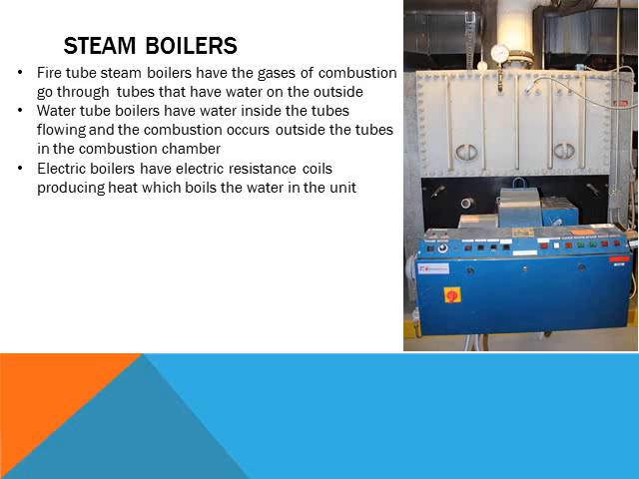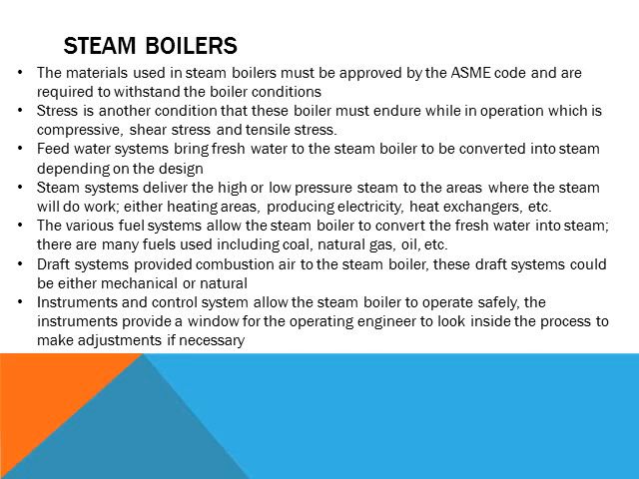Steam boilers. The fire tube boilers have the gases of combustion go through tubes that have water on the outside. The water tube boilers have water flowing inside the tubes, and the combustion occurs outside the tubes in the combustion chamber. Electric boilers have electric resistance coils producing heat, which allows the water to boil inside the unit.